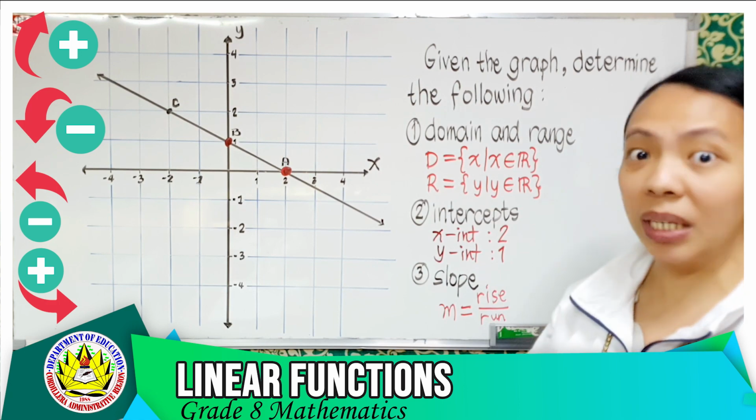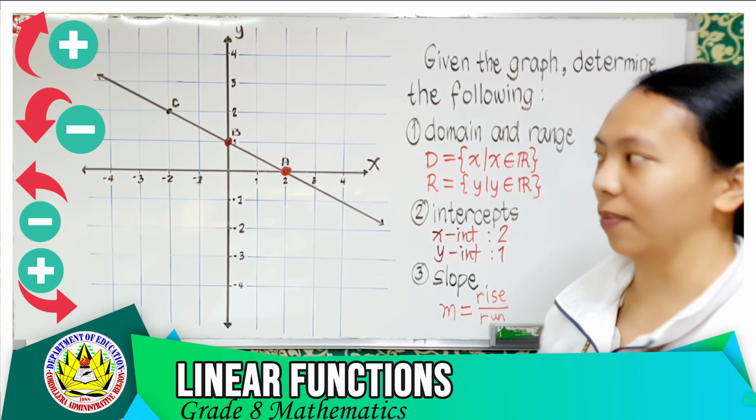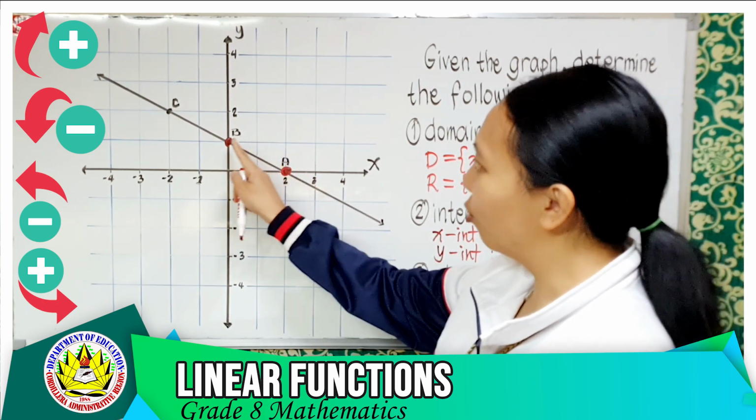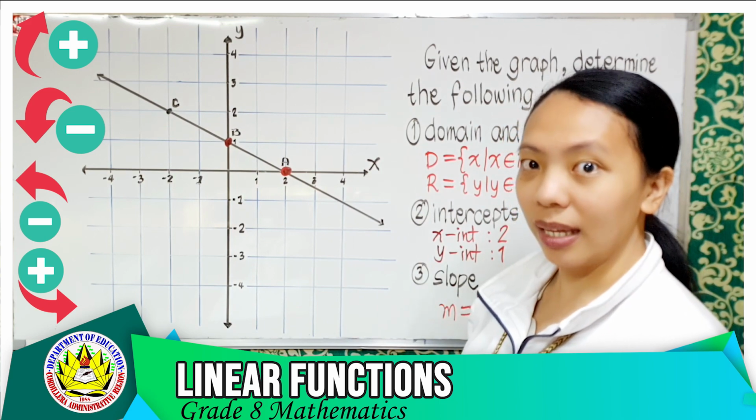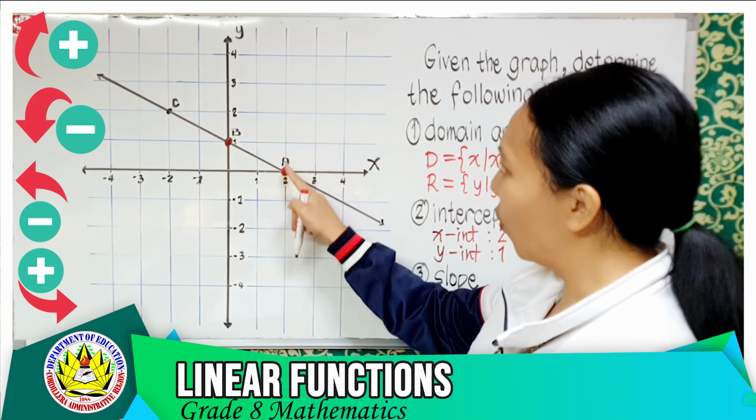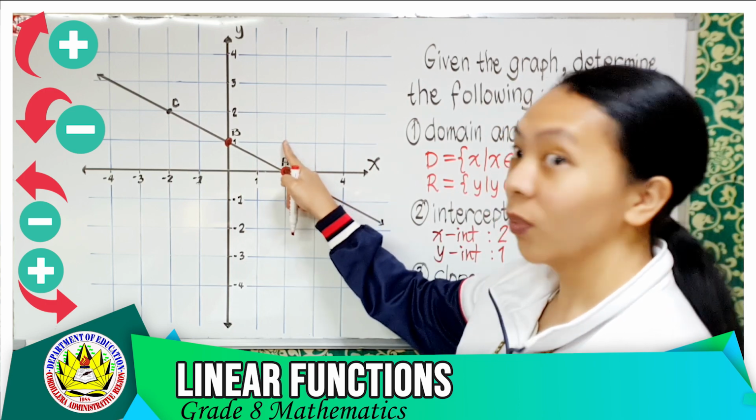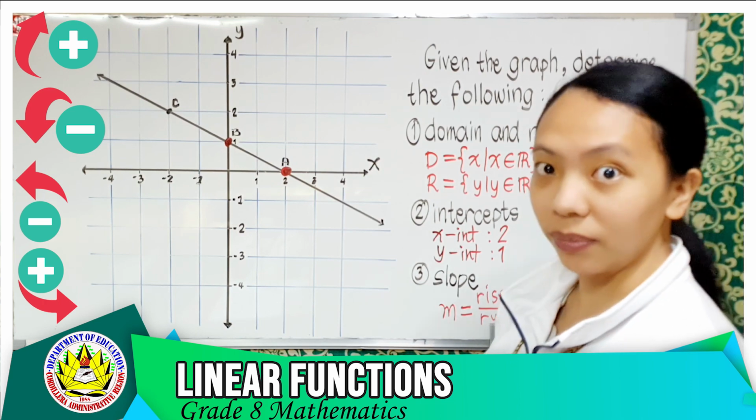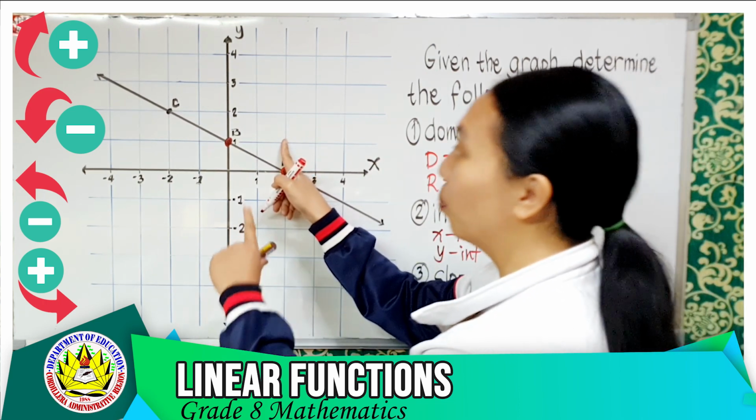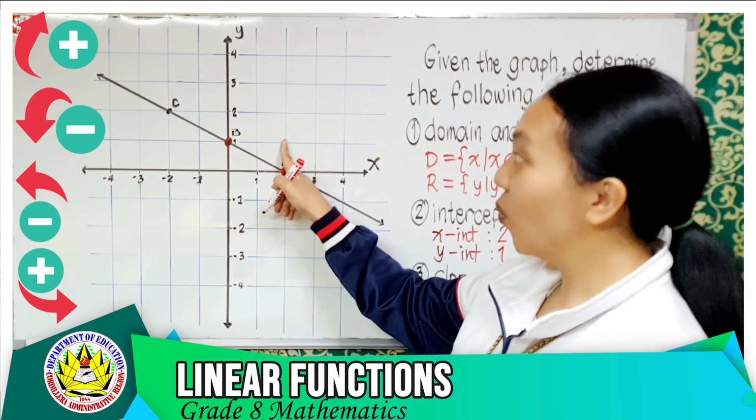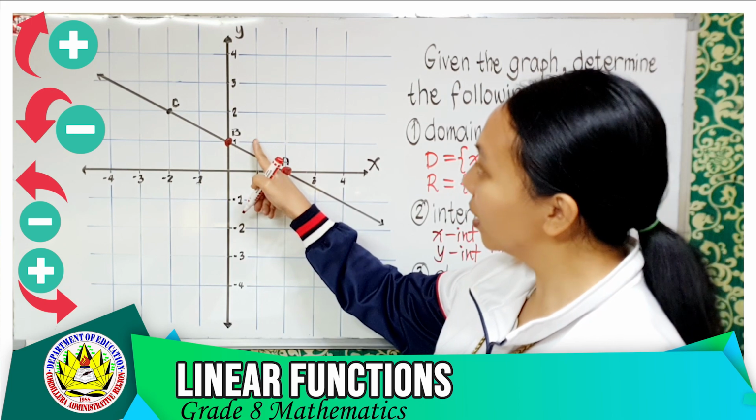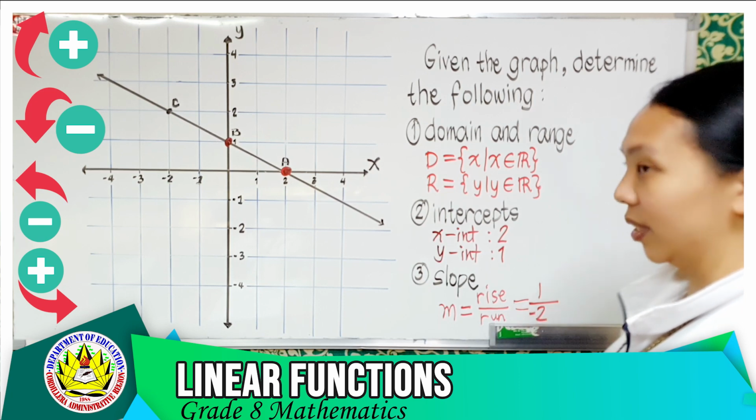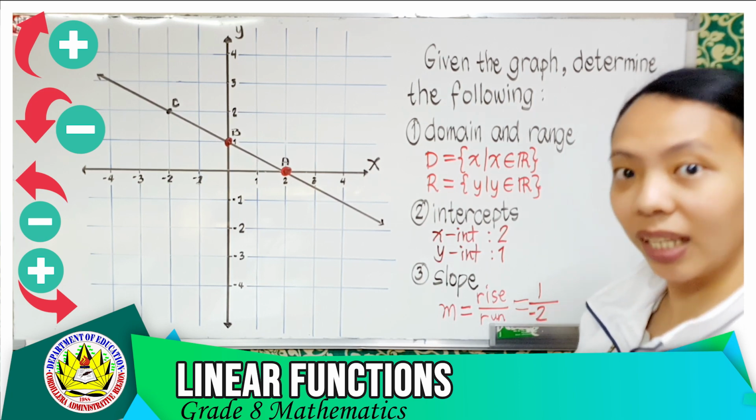So, let us determine any 2 points on the line. Let's have the intercepts. From point A to point B, let's determine the slope. So, we go up 1 unit, therefore the rise is positive 1. Then, to go to point B, we move 1, 2 units to the left. That's why its run is negative.